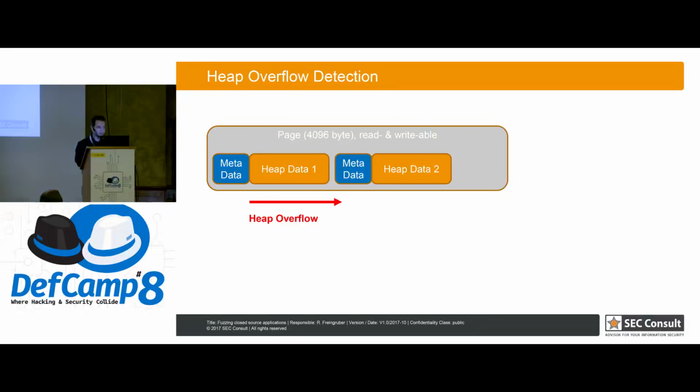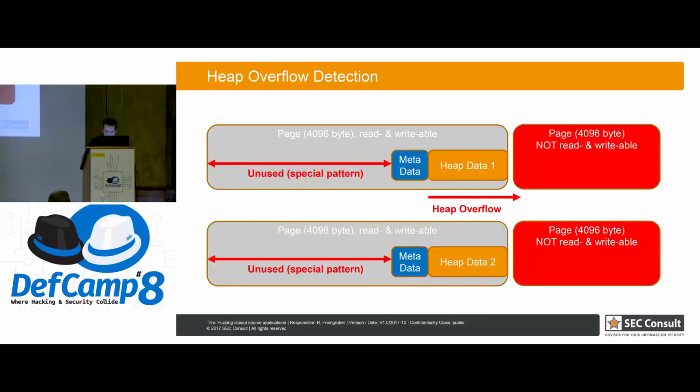What you can do is replace the heap manager so that every allocation happens at the end of a page. After that, you allocate a second page after it, which is not readable and not writable. That means if I'm now overflowing it, it will immediately crash the application. And if I'm underflowing it, I can use some special patterns. That means this will immediately crash the application.